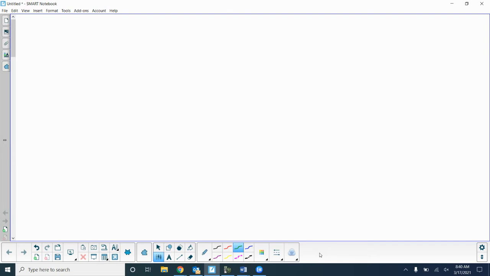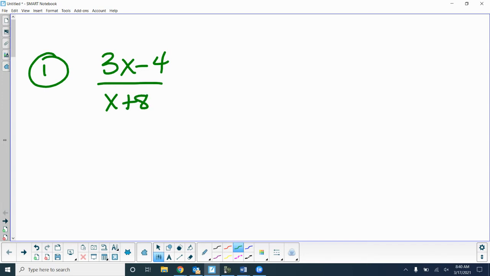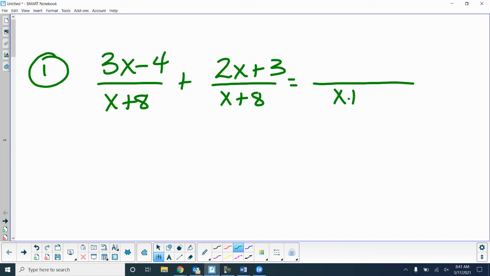So, the first two are really easy. Why? Because they're already common denominator. Right, already have a common denominator. So, I have 3x minus 4 over x plus 8 and 2x plus 3 over x plus 8. So once you have this, already have the common denominator, you just leave it, right?